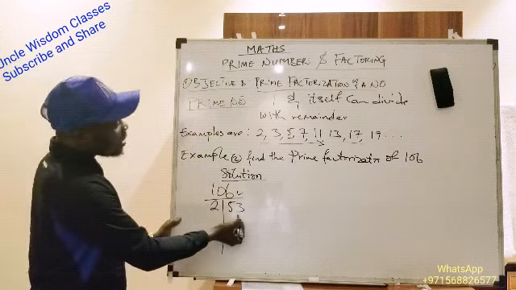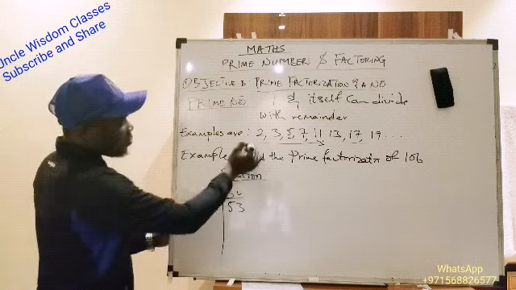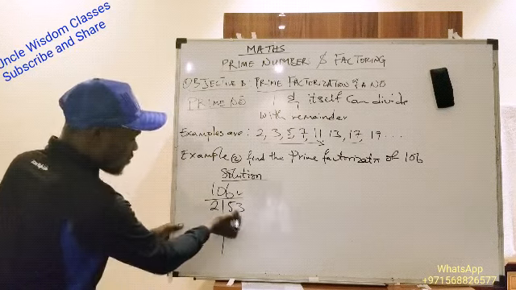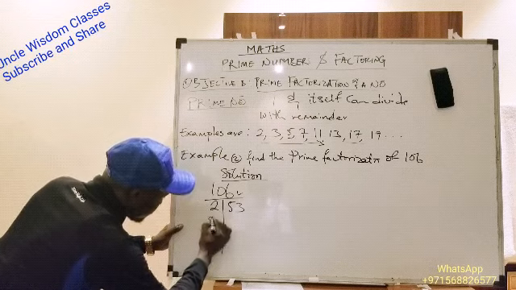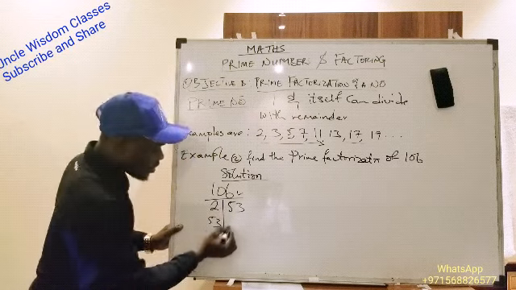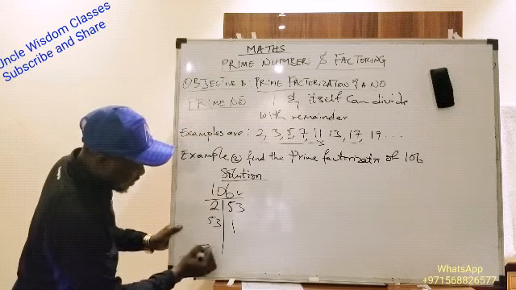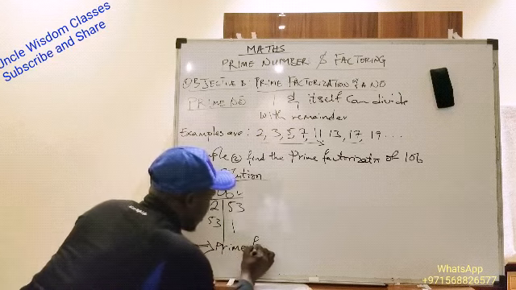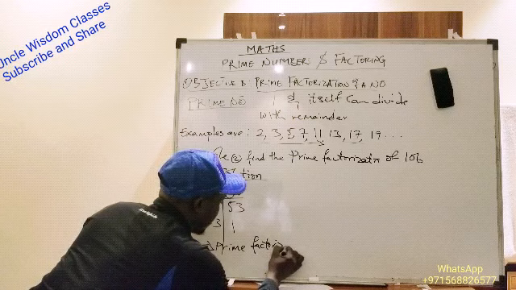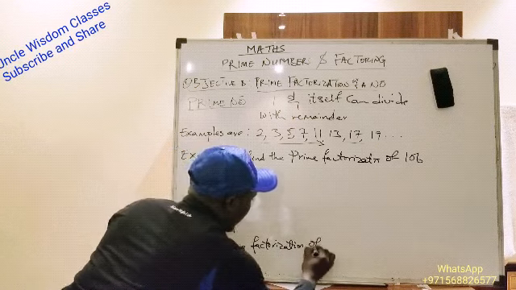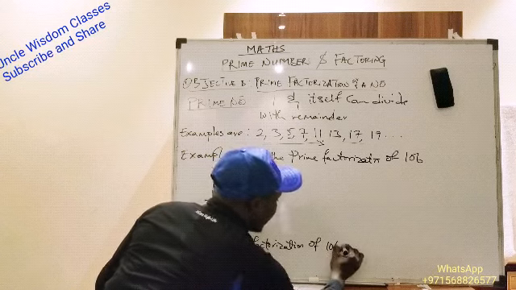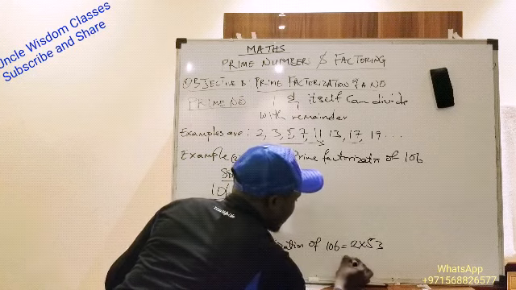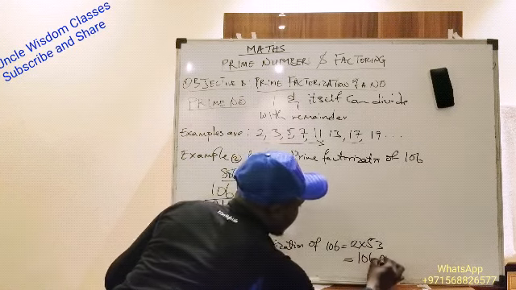When you check very well, you find out that there is no other prime number that can divide 53 without remainder. Therefore, since 53 is also a prime number, 53 can divide 53 by 1. This implies that prime factorization of 106 is equal to 2 multiplied by 53, which is equal to 106 as our answer.